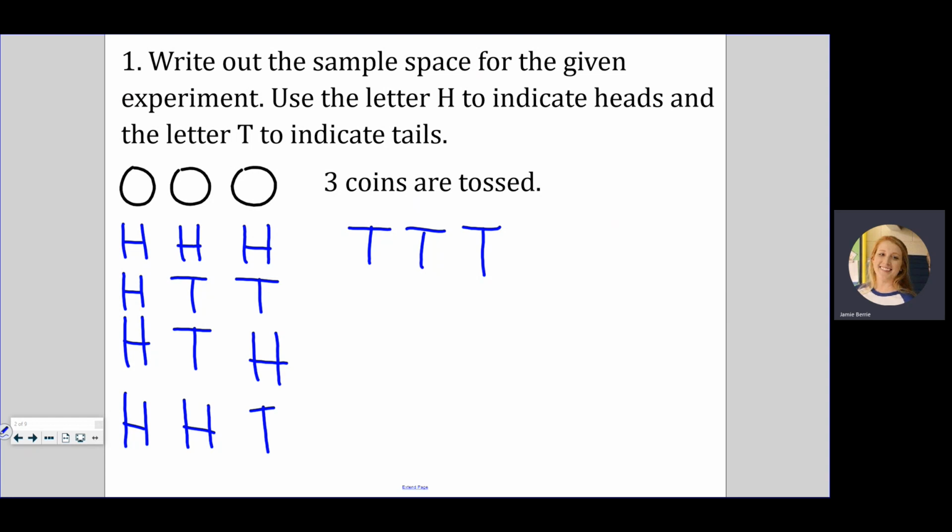All right. And what about for tails? Starting with tails. Tell me another outcome that starts with tails. THH. THT. And then one more. TTH.